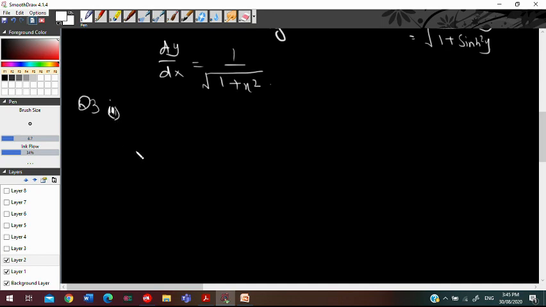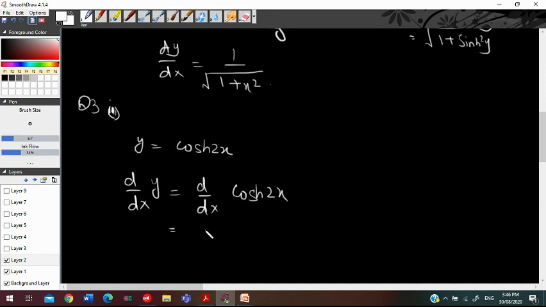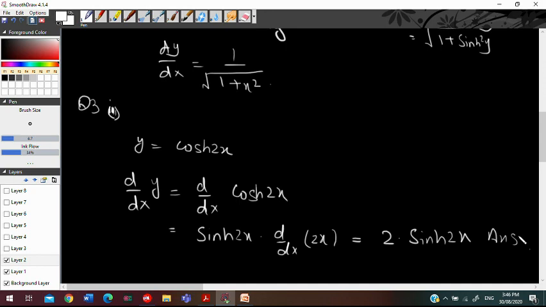That is, y is equal to cosh 2x. It's a very simple question. We apply the derivative on both sides with respect to x. So d by dx of cosh 2x. You know that the derivative of cosh 2x is sinh 2x, and then the derivative of its angle. When you simplify this, you will get 2 sinh 2x as the answer to your question.